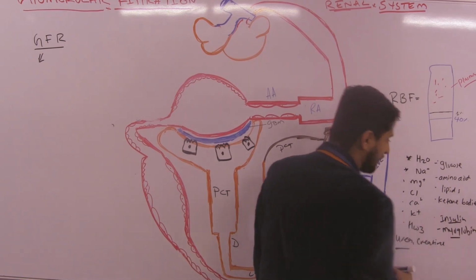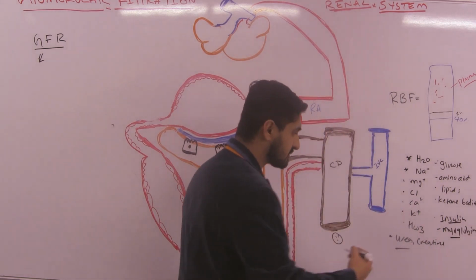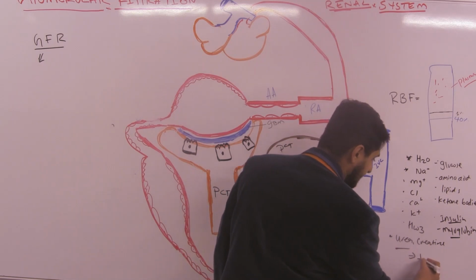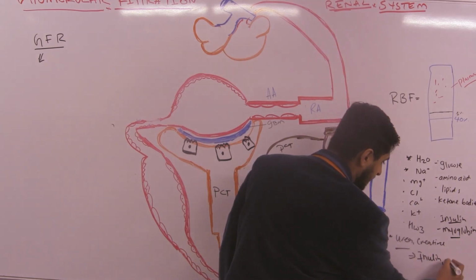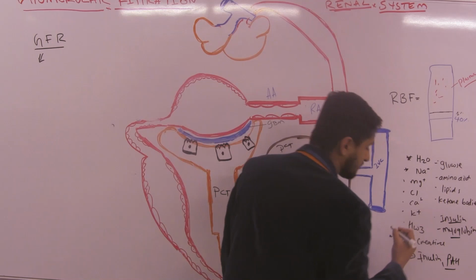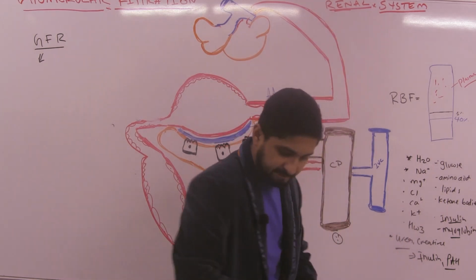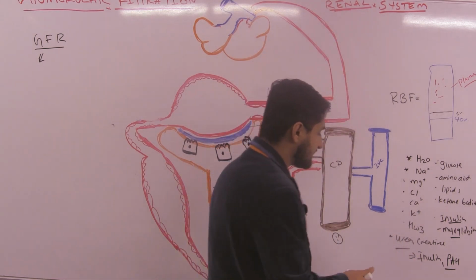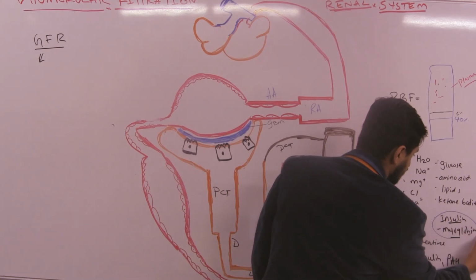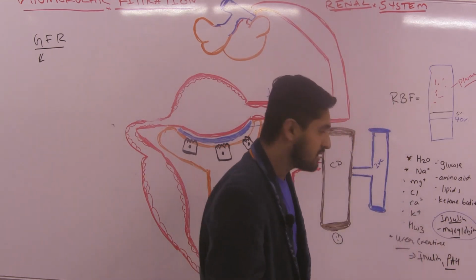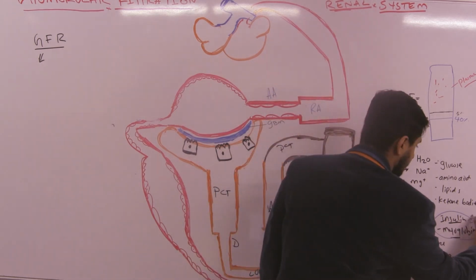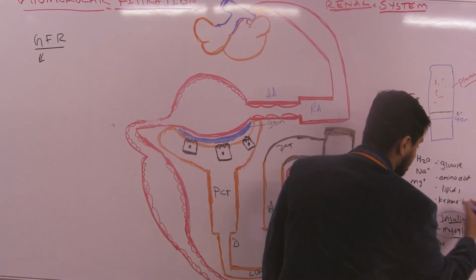And what about other known substances? For example, we'll talk about this too, there is something called inulin, or PAH. These are proteins, right? The insulin and myoglobin are proteins, and they do get filtered out too. We'll talk about this.